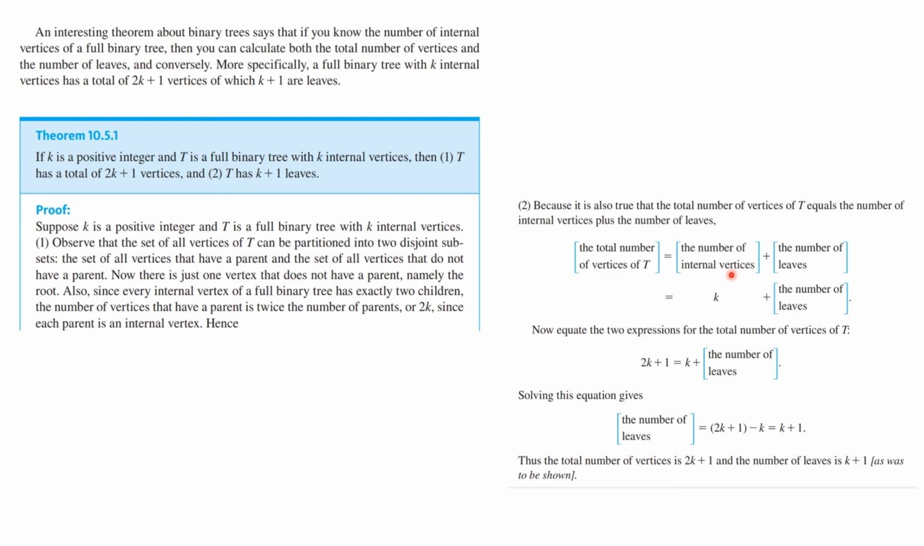It is also true that the total number of vertices of t equals the total number of internal vertices plus the number of leaves, which don't have descendants. The number of internal vertices is k by assumption. And the number of leaves, we don't know what it is, but we know that the total has to equal 2k plus 1 by earlier. So we can solve using algebra, subtract k from both sides, and we get that the number of leaves is k plus 1. So that is the proof.